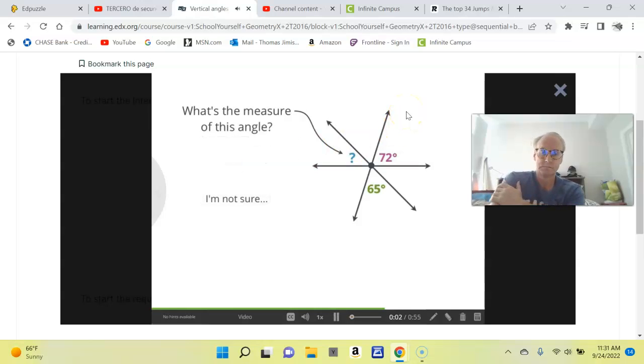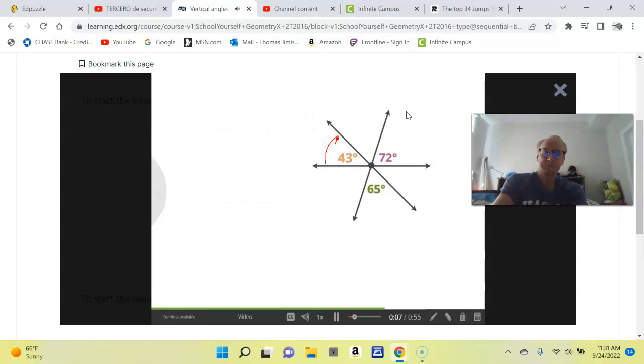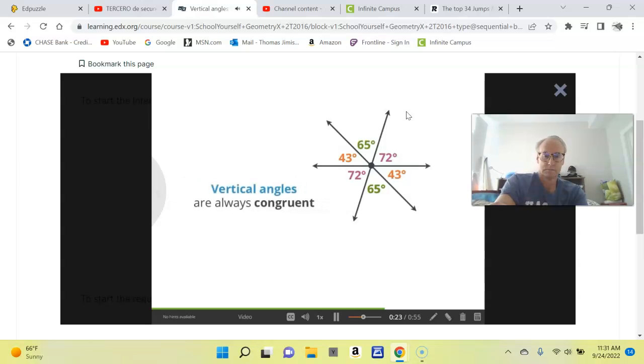Excellent. There were a few different ways you could have solved this using supplementary and vertical angles, and this angle measures 43 degrees. This angle is also 43 degrees because these are a pair of vertical angles. Similarly, this angle measures 72 degrees, and this angle measures 65 degrees. So vertical angles, which are angles on opposite sides of two intersecting lines, are always congruent to each other, and you can use this fact to find the measures of unknown angles at intersections.